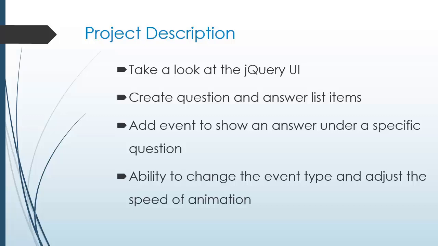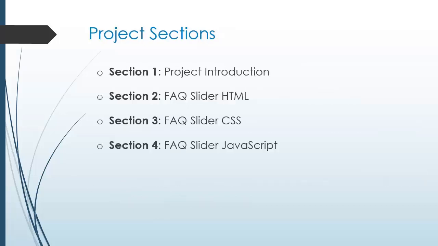So for the project itself, we'll create question and answer list items. We will add an event to show an answer under a specific question, and we'll have the ability to change the event type and adjust the speed of animation. So we'll have a few parameters. We'll be able to say hover if we want to hover over the questions instead of click or double click. Speed of animation is self-explanatory. It's just how fast the answer opens.